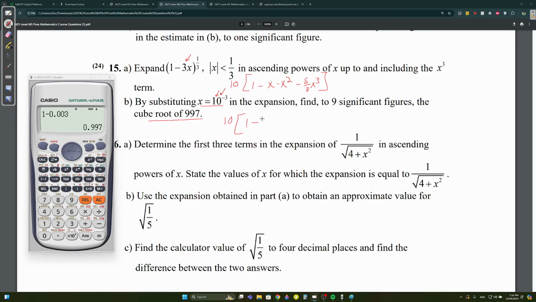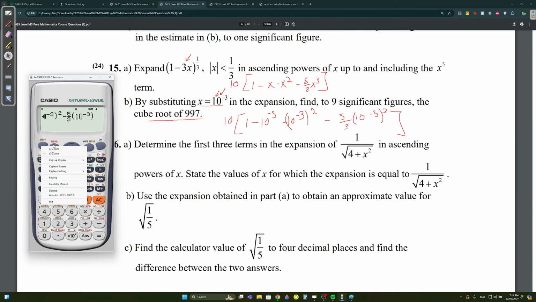So what are you going to do? You're going to do 10 times 1 minus 10 to the power of negative 3, minus 10 to the power of negative 3 squared. You put the minus outside, okay? Minus 5 over 3 times 10 to the power of negative 3 cubed. Close the bracket. Oh, this is going to take a long time. This is negative, I don't know why I didn't put negative.